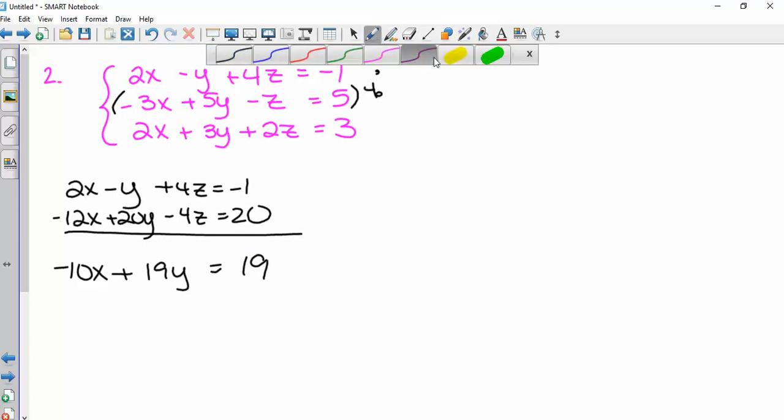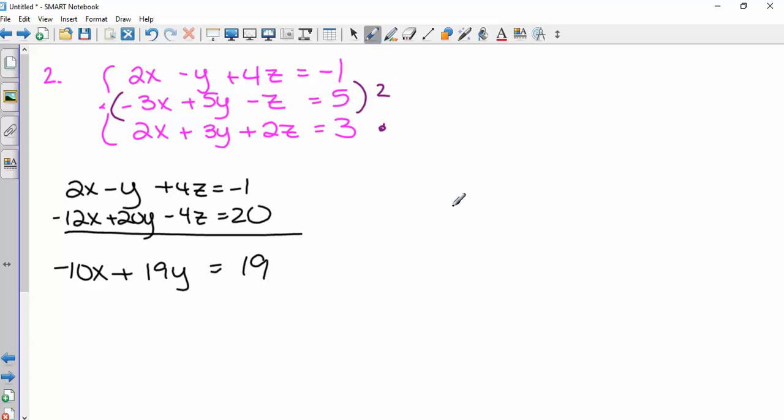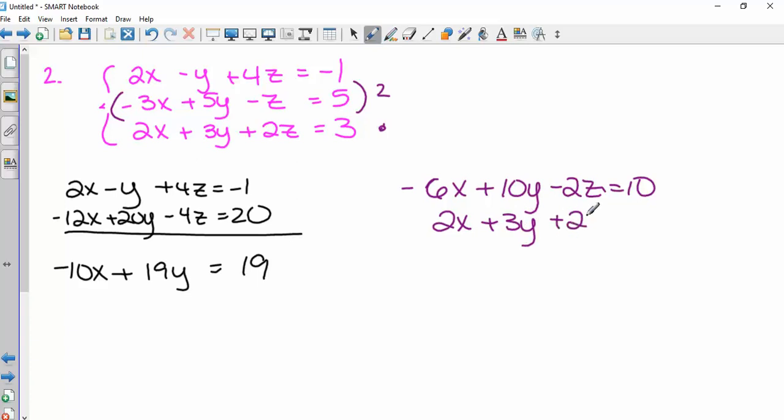Now I have to use the third equation because I have not used it yet. I have to use it with one of the other 2 and eliminate z again. So which one would you like for me to pair it with? If I'm going to eliminate z, which would be easiest? Second one. I just need to take that second one times 2. So we get negative 6x plus 10y minus 2z equals 10. So when I put these together, we have negative 4x plus 13y equals 13.